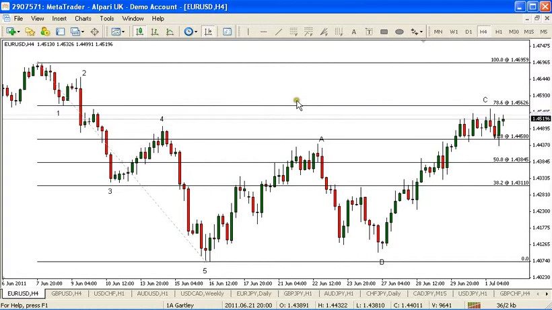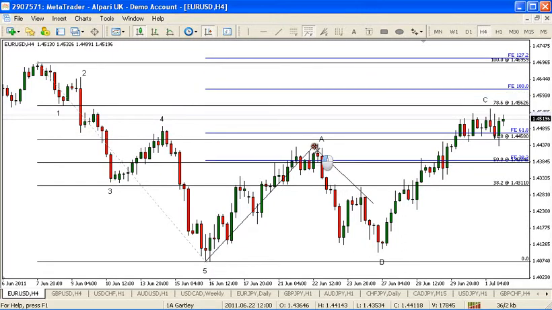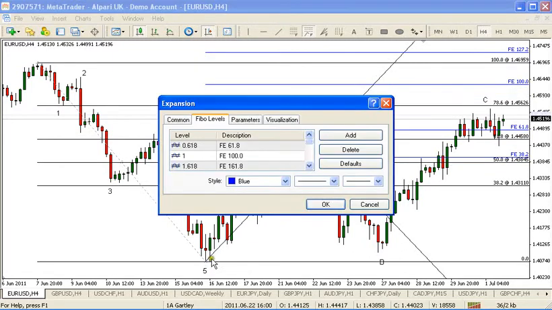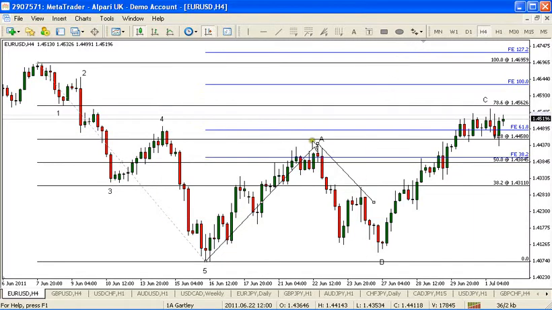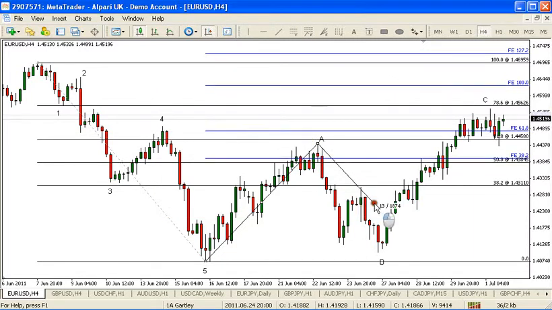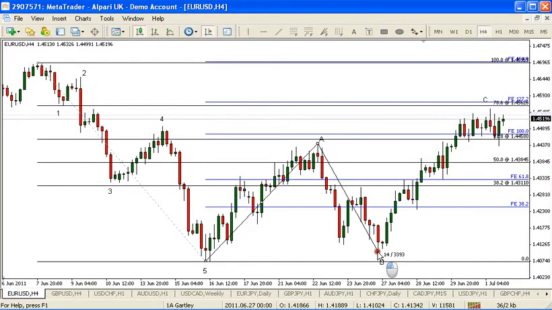Next, I will want to check the correlation of wave A and wave C. And for this, I will use the price expansion tool, the Fibonacci expansion tool. So I will measure wave A all the way from the beginning of wave A to the end of wave A, and then I will take this to the end of wave B, because the end of wave B is the beginning of wave C, and I will want to see the correlation of wave A and wave C.